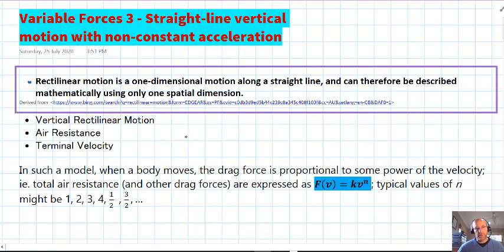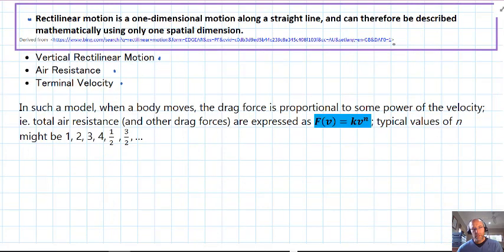We do still acknowledge that these are vector quantities when we're looking at displacement, velocity, acceleration, force. They are vector quantities. We're going to look at vertical rectilinear motion in this video, and we're going to consider things such as drag and in particular air resistance, and we'll look at this idea of terminal velocity, which sometimes appears in questions.